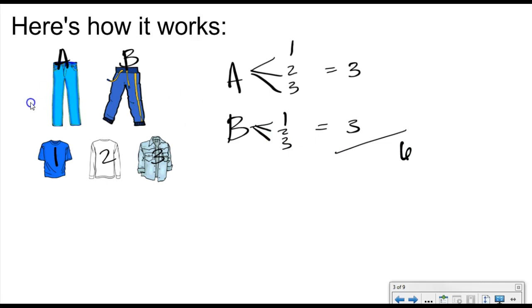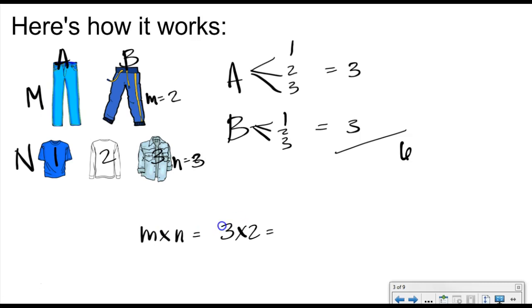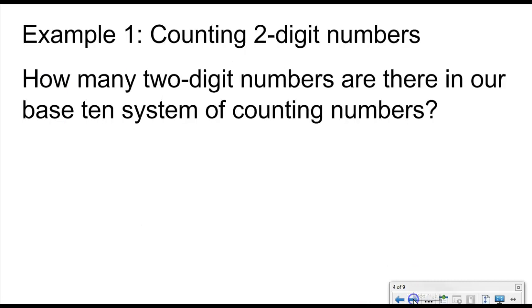Or, this is my event M from the previous example, where M equals 2. This is event N, so N equals 3. And then it said M times N is how many ways? So 3 times 2 equals 6. Kind of nice. A little bit easier on some occasions than doing a tree diagram. This is what we're going over in this section.